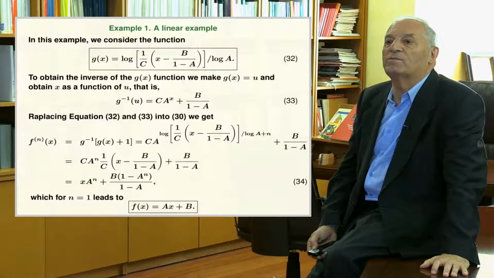Now we replace g and its inverse into 30 and get 34. Finally, with n equal to 1, we obtain the function f at the bottom of the slide.